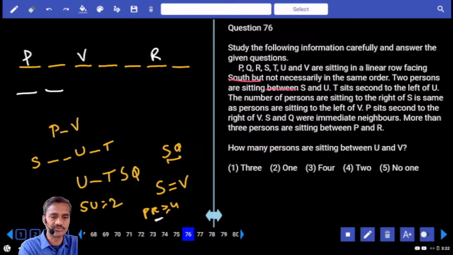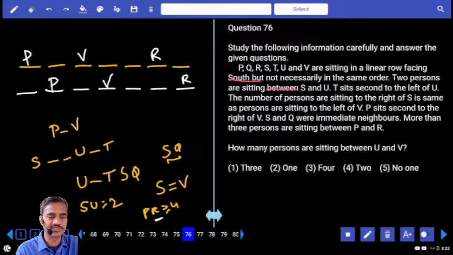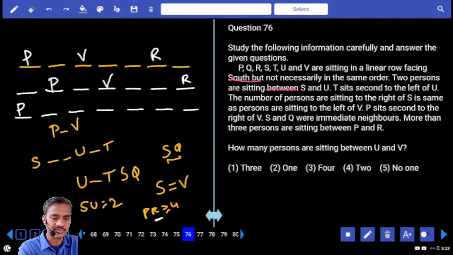And in the next possibility, 1, 2, 3, 4, 5, 6, 7. Now P is here, V is here, R is here, that is the second possibility, isn't it? And in the next case, 1, 2, 3, 4, 5, 6, 7. Now P is here, then V is here, we can have R at this place. Altogether there are 3 different possibilities, and we are done with this information.